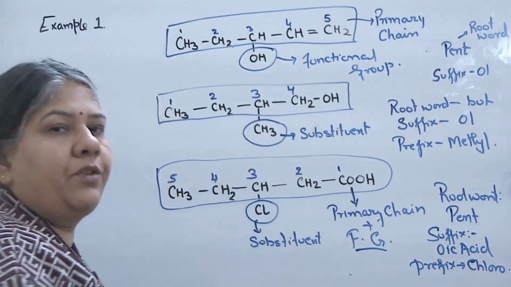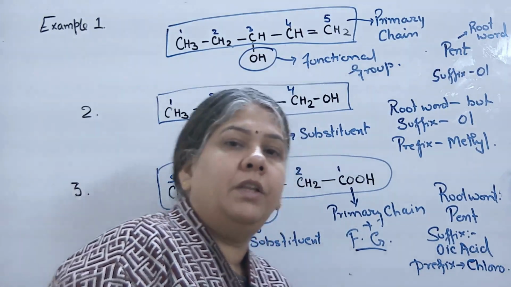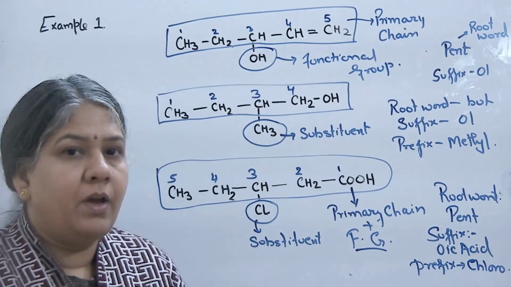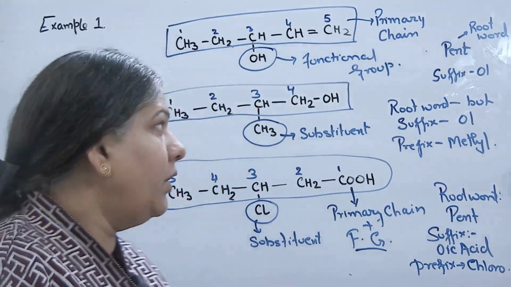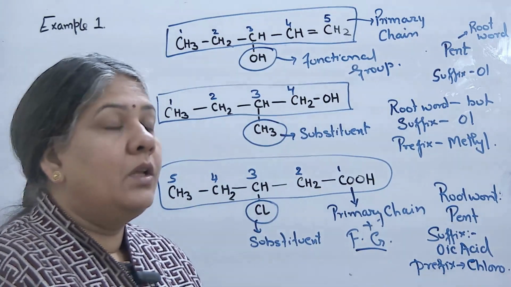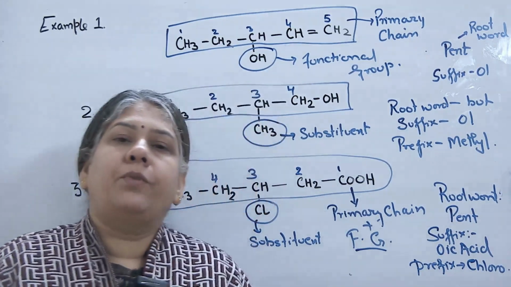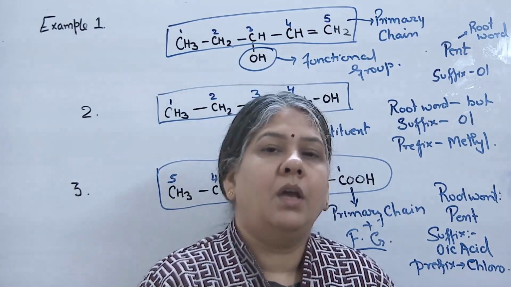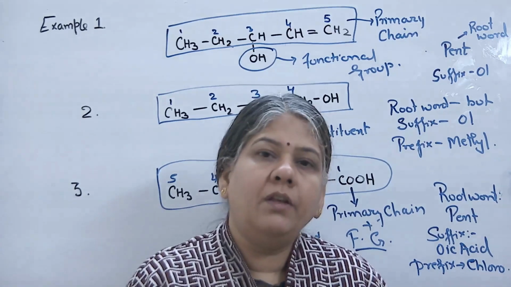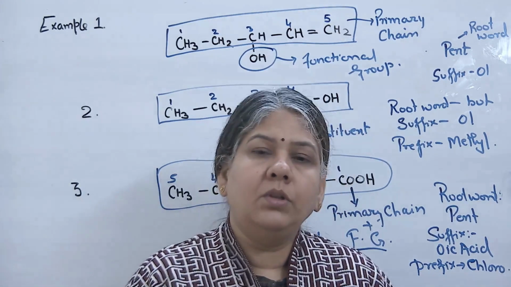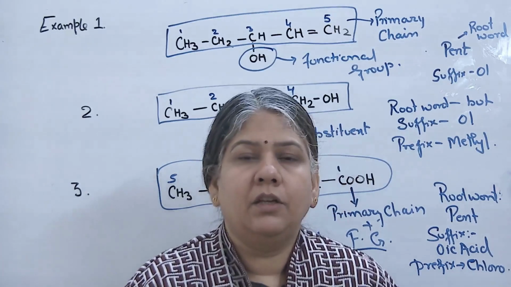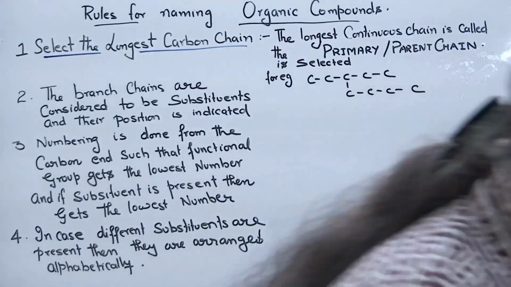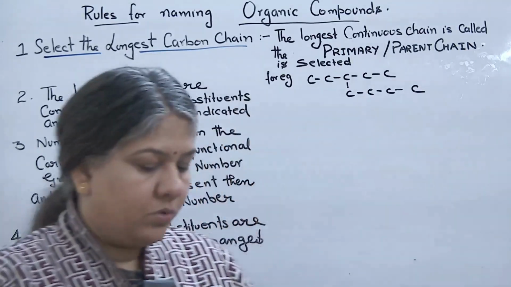So we need to first find what is the root word, prefix and the suffix. Then how we are going to name it in a systematic way, we'll see in the rules that are being followed. So once again, you must first find out what the root word, suffix and prefix are in the compound. Once you are clear with this, you can automatically apply the rules and name the compounds correctly. Now let's see the IUPAC rules.